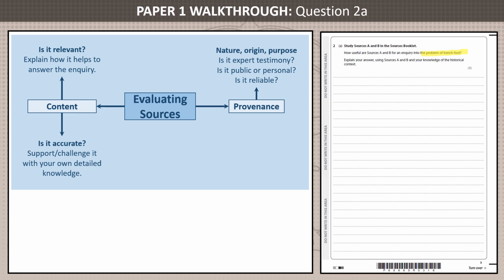We might think about, who was the source aimed at? Was it aimed at a public audience? And does that perhaps affect what the creator has said?